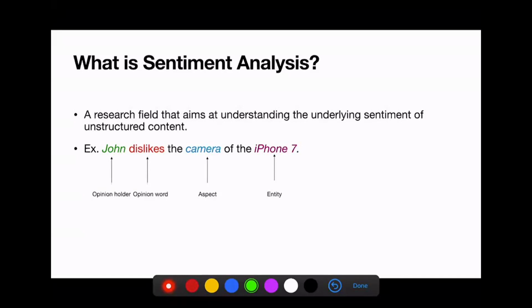In this very simple example, if we want to define sentiment, what information do we have here? We have John, who is the opinion holder. We have the opinion word, which is dislike. We have two things on which the opinion is being expressed: one is the aspect, which is camera, and one is the entity, which is iPhone 7. So if someone asks you what sentiment analysis is, you can take an example and define it in these four categories: entity, aspect, opinion holder, and opinion word. And of course, the overall sentiment towards the entity or aspect, which here is negative.